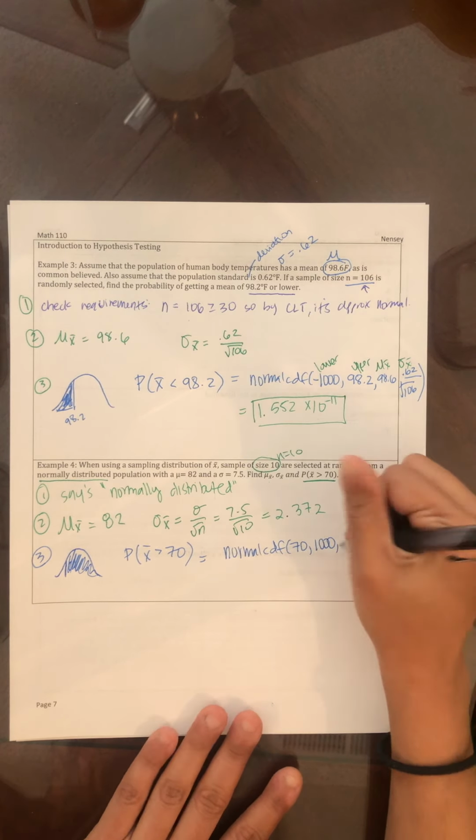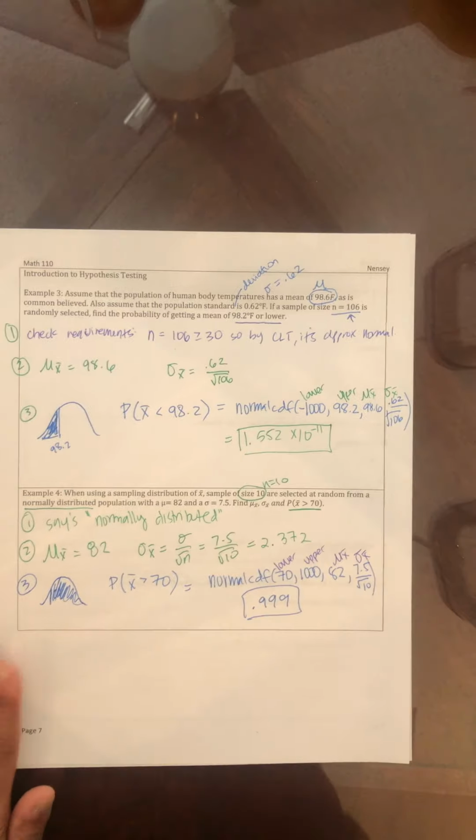I'm going to go ahead and use my calculator. So second var's number 2. Lower is 70, upper is 1,000, mean is 82, standard deviation is 7.5 divided by the square root of 10. And again, very, very close to 100%, but not exactly, so I'm going to just write 0.999. You're good. And that is the end of section 6.4.